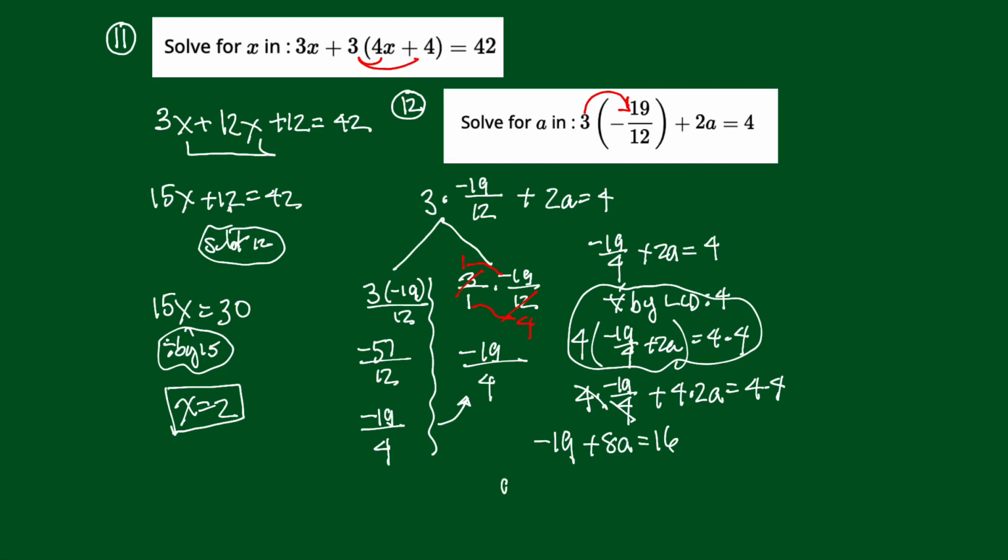Okay, let's add 19. So just do it. If you add 19 to the left side, negative 19 plus 19 is 0. That's gone. So you just get 8a is equal to, now, what do you get here? 16 and 19. Can you see what it is? 35.